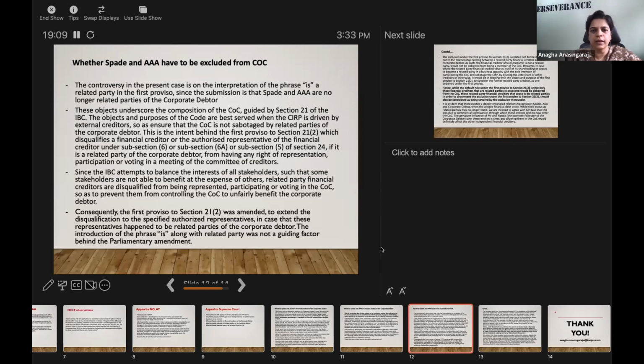So this would have been like a backdoor entry to the CD to decide the fate of the CIRP if these two people were allowed to be sitting on the COC.